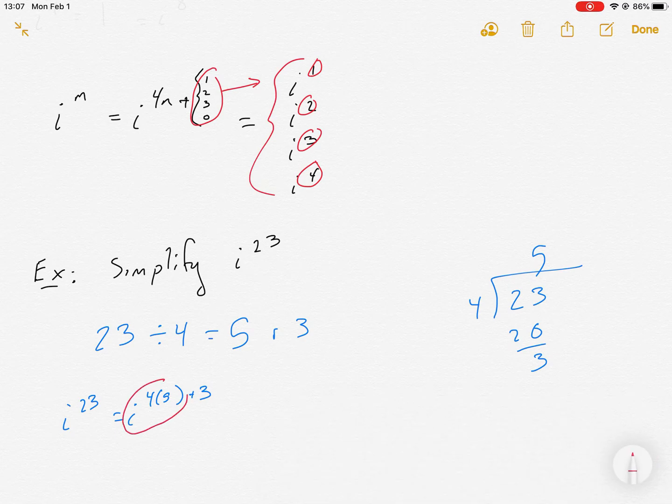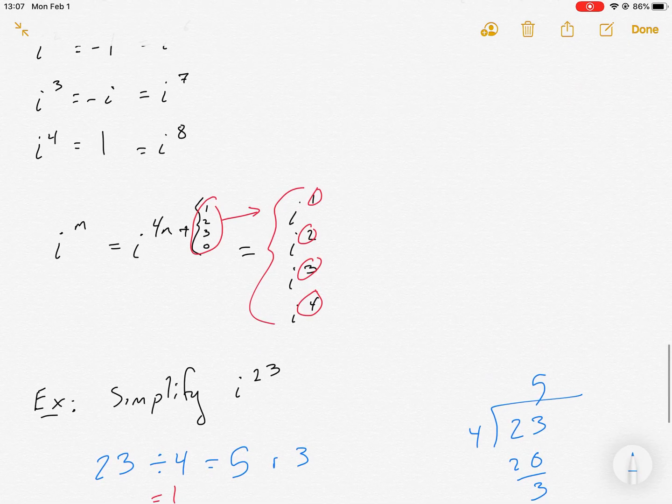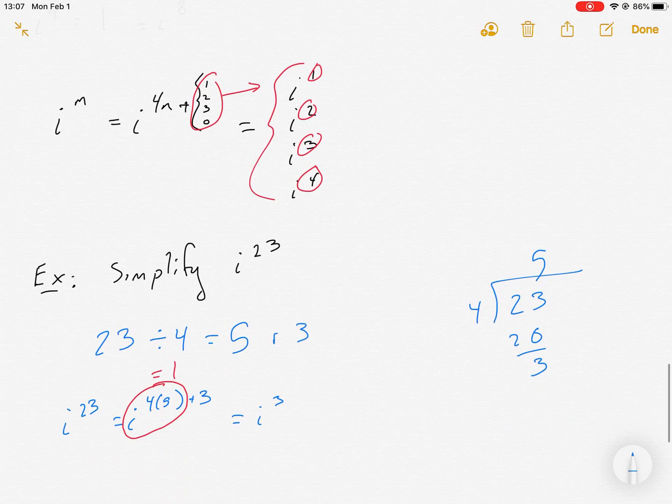This part of it is just 1. I to the power of any power of 4 or any multiple of 4 is just going to be 1. So really I'm left with I cubed, and if we check our table real quick, well, I cubed is the same as negative I, so this actually would just be negative I.